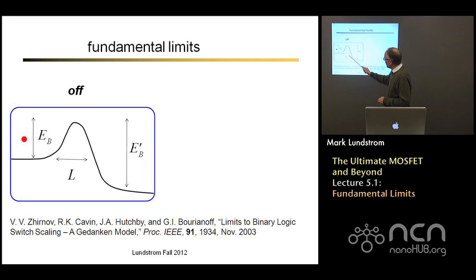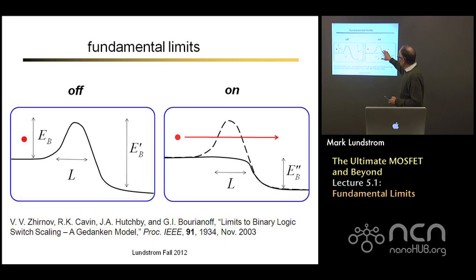In the off state, there's some barrier that prevents electrons from flowing. If we apply a drain voltage, we have a bigger barrier that prevents electrons from going back in the wrong direction. I'm going to use an approach here that's similar to this particular paper by Viktor Zhirnov and his colleagues. I do it in a little bit different way, but we get the same answers in the end. So that's our off state.